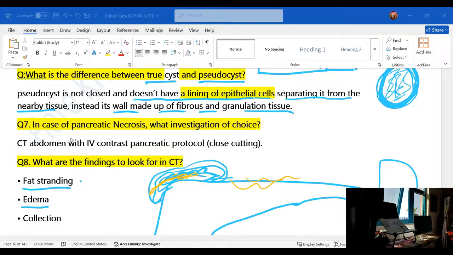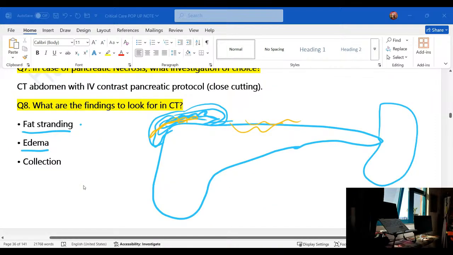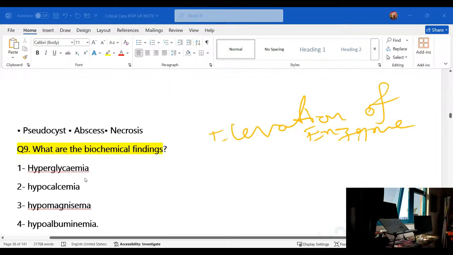What is the difference between cyst and pseudocyst? In case of pancreatic necrosis, what is the investigation of choice? CT abdomen with IV contrast and pancreatic protocol. What is the finding to look for in the CT? Fat stranding, edema, and collection.